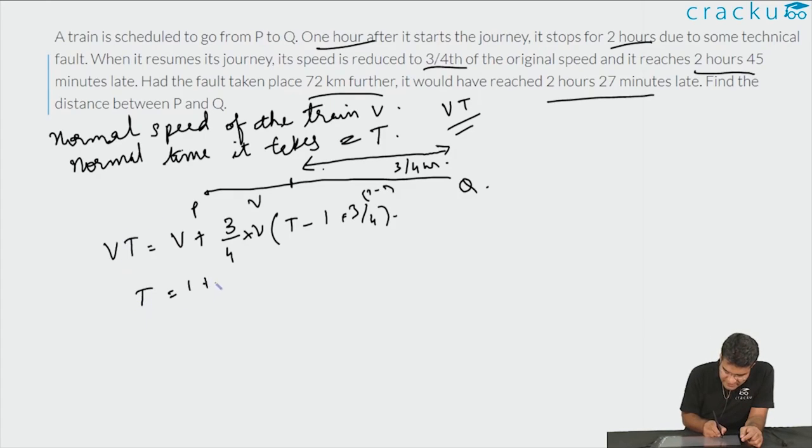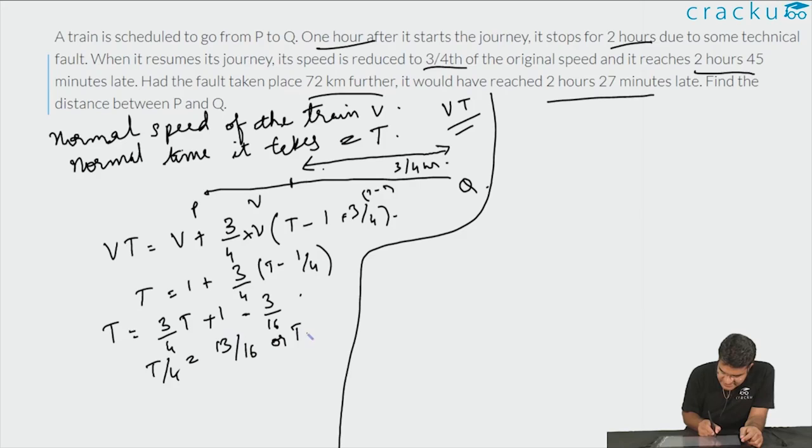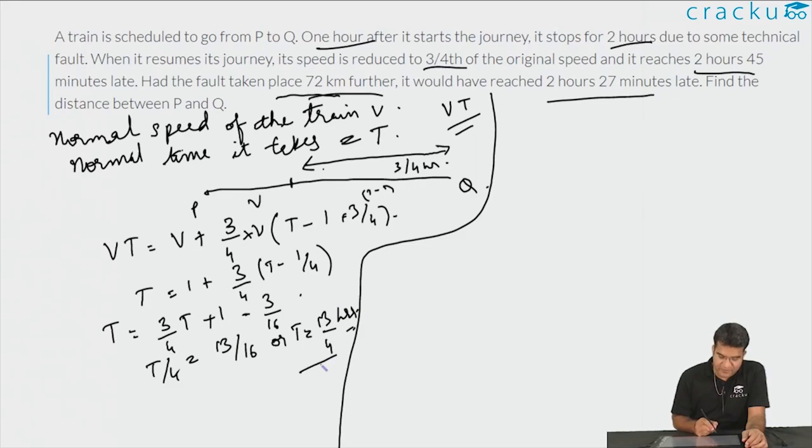T is equal to 1 plus 3/4 into T minus 1/4, or T is equal to 3/4 T plus 1 minus 3/16, or T/4 is equal to 13/16, or T is equal to 13/4 hours. So in this case, we have found out the total time that is taken, which is 13/4 hours.